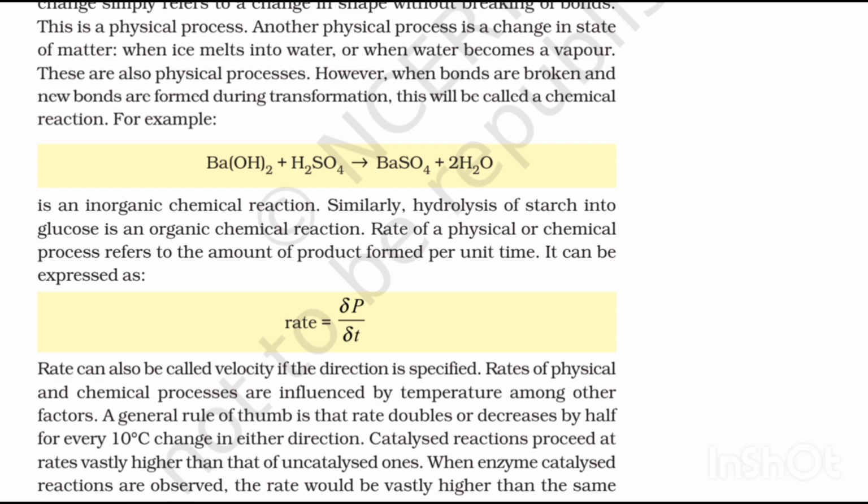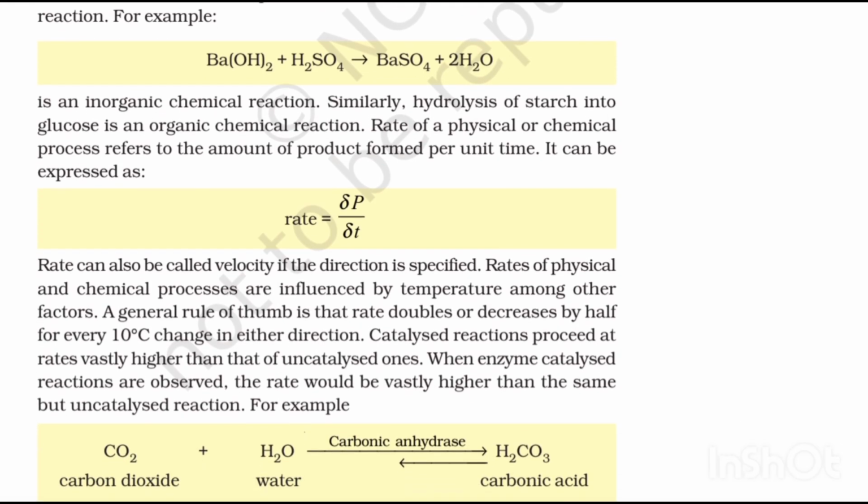A general rule of thumb is that a rate doubles or decreases by half for every 10 degree Celsius change in either direction. Catalyzed reactions proceed at rates vastly higher than that of the uncatalyzed ones. When enzyme catalyzed reactions are observed, the rate would be vastly higher than the same but uncatalyzed reaction.